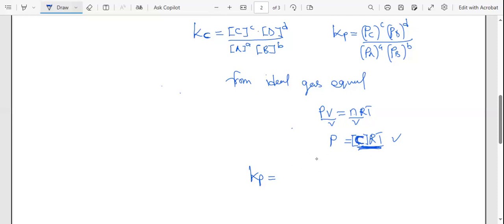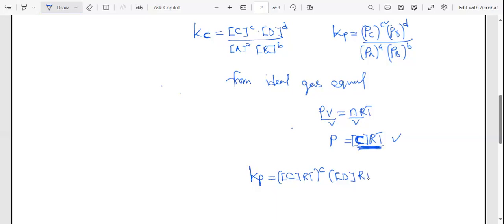For the first one, we had this A. Wherever there's A, I will substitute that. So we have C, the concentration of C, then RT, raised to the power as shown there, the power c. Then again, we open bracket, we have D.